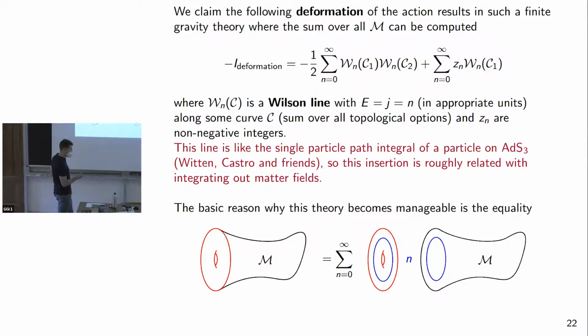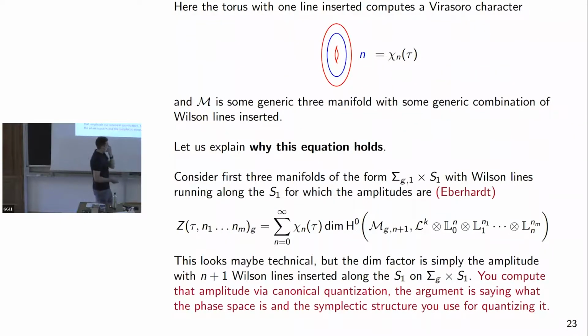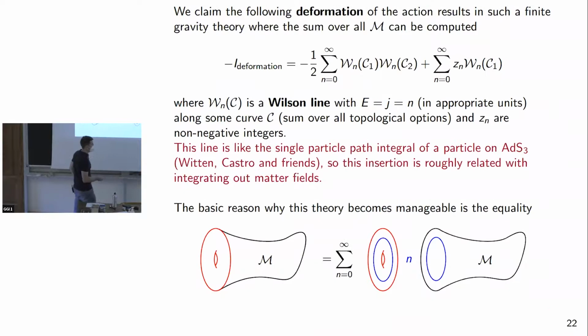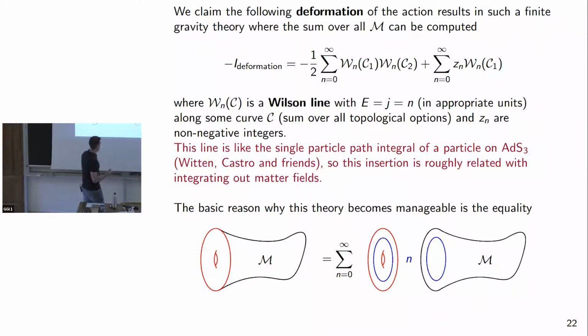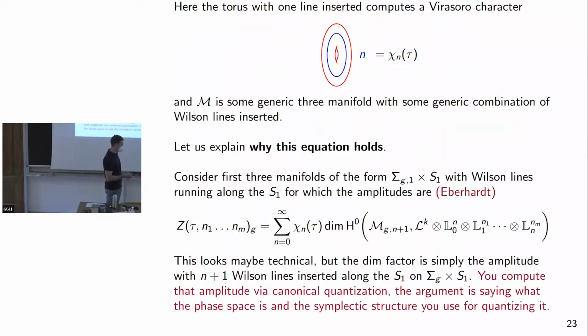Okay, let's be a bit more concrete about this though. The blue line is representing one of these Wilson lines. And so this first torus, in a chiral gravity context, computes one Virasoro character with a certain energy and spin, which is discretized because it needs to be T invariant. And M is some generic manifold where you can have any number of Wilson lines inserted, and it can be super complicated. But I want to explain why this equation is true in gravity, not just in Chern-Simons.